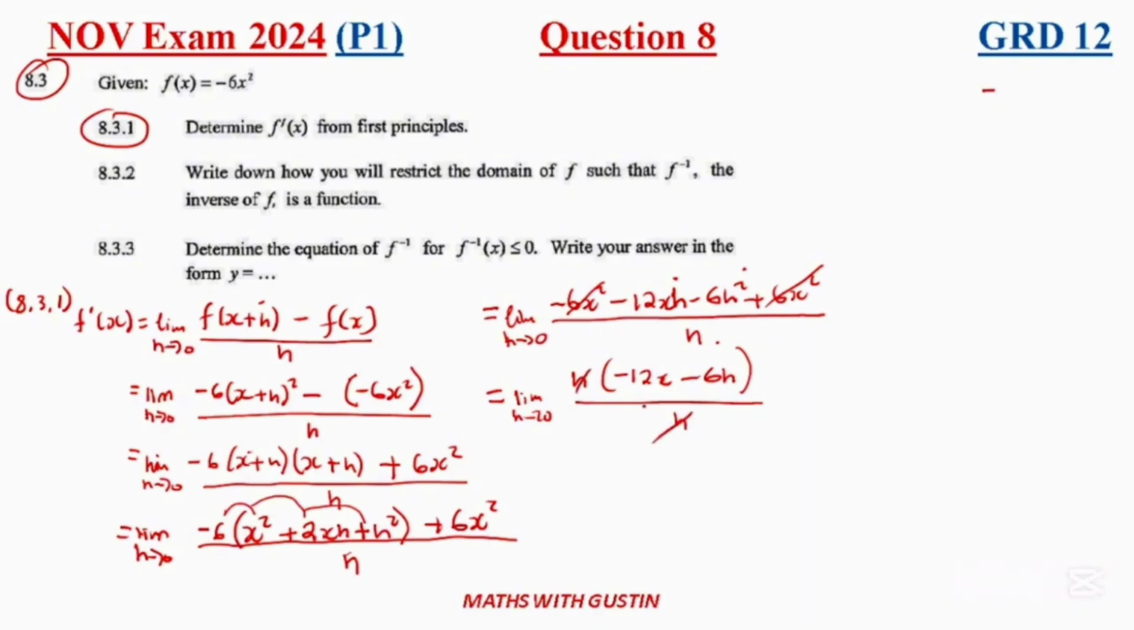As h approaches 0, there is going to be -12x when h approaches 0 here. So this will be 0. So the answer is going to be -12x. And this will be our answer.